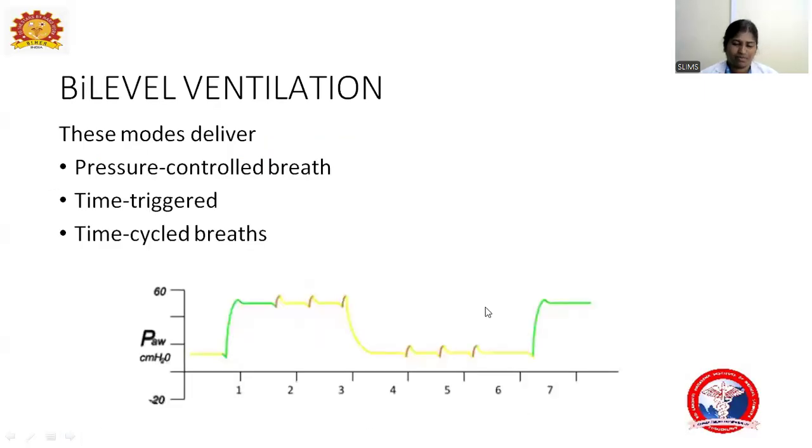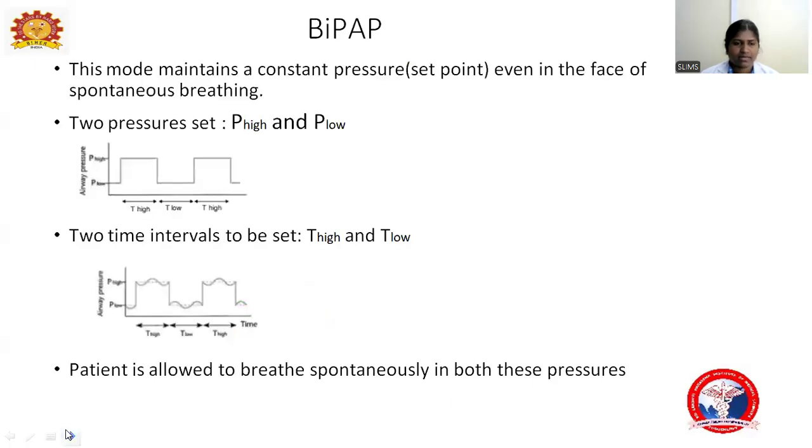So this is your pressure. This is your bi-level ventilation. So this is your lower limit that is set and the upper limit that is set. This mode will deliver ventilation based on pressure control breaths, time triggered and time cycled breaths.